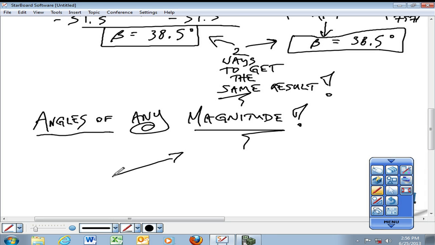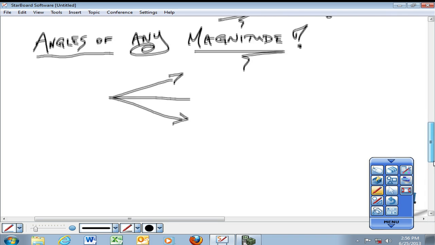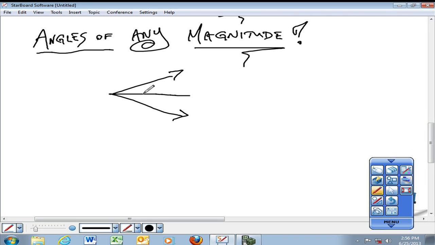Let me go ahead and draw a quick and dirty little image here. So we have counterclockwise and we have clockwise. All right, counterclockwise, clockwise. Counterclockwise, that's considered your positive angles. Anytime you go counterclockwise, right? These are your positive angles.